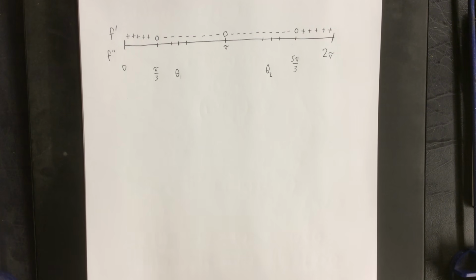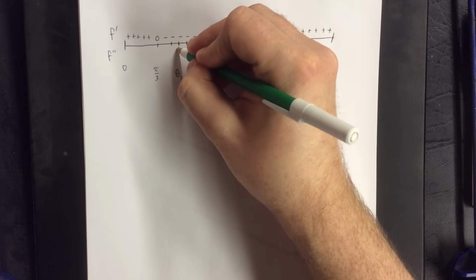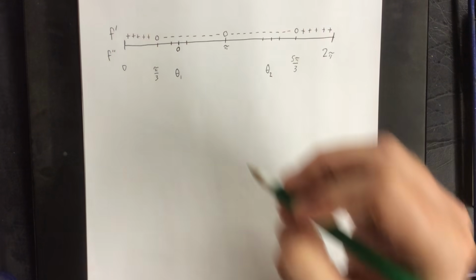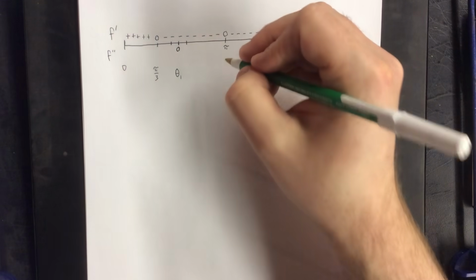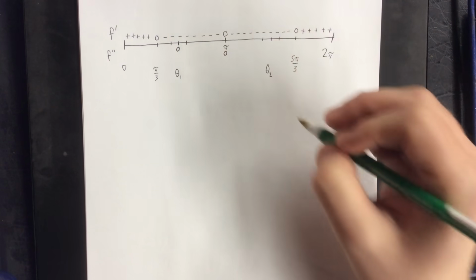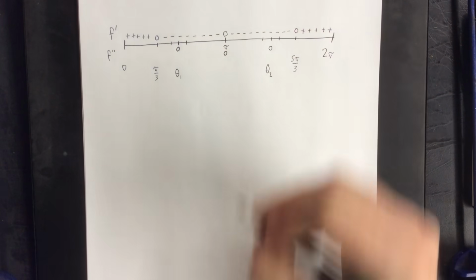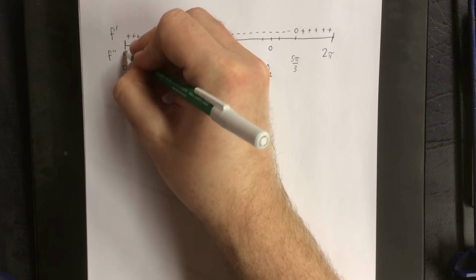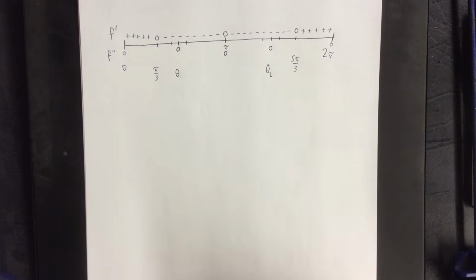So at theta 1, concavity was 0. It'd be nice and straight there. Then it was 0 at pi. It was 0 at theta 2. And it was also 0 at our two endpoints of the interval.